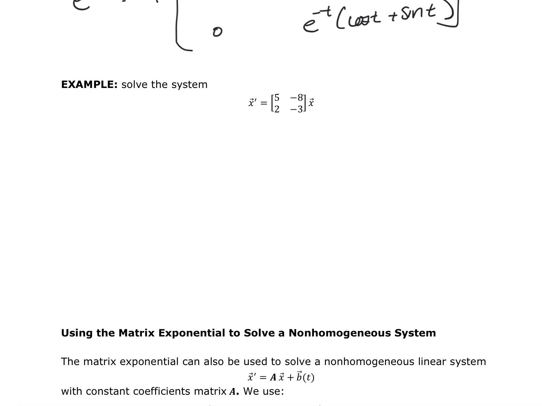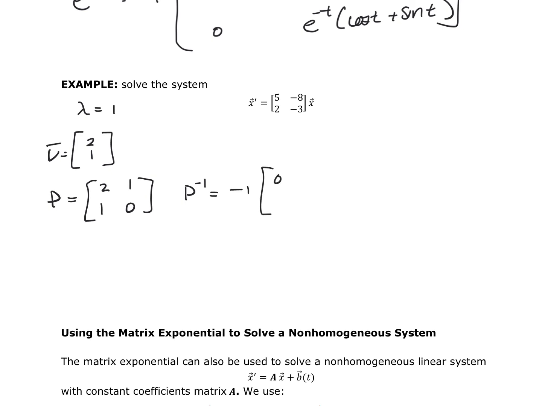Now let's take a look at this system where x prime is equal to the matrix 5, -8, 2, -3. I'm going to find my lambdas with my characteristic polynomial, and when I do that, I get 1, which is repeating, just like we started out with before. My eigenvector associated to this, my v, is going to be 2, 1. So a good choice for p would be 2, 1, and then 1, 0. Of course, I would find p inverse, which is -1 multiplied by 0, 2, -1, -1. Multiply this through. I'm going to get 0, 1, 1, and -2.